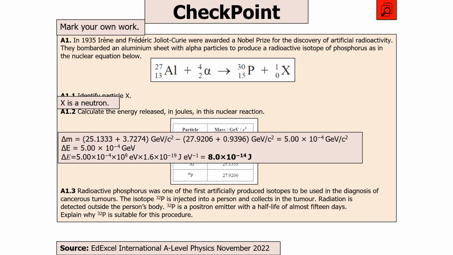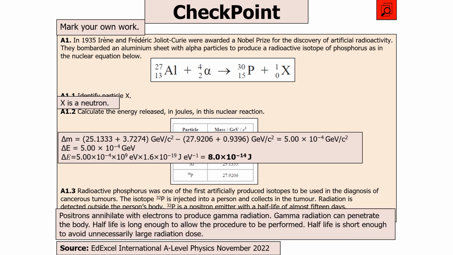We can then turn that into joules by multiplying by 10 to the 9 to get into electron volts, then by 1.6 times 10 to the minus 19 to get into joules, so it's 8 times 10 to the minus 14 joules. In this next one, positrons will annihilate with electrons in the body to produce gamma radiation. Now, gamma radiation from annihilation can penetrate out of the body. The half-life is long enough to allow the procedure to be performed, but not so long as to give a large radiation dose to the person.